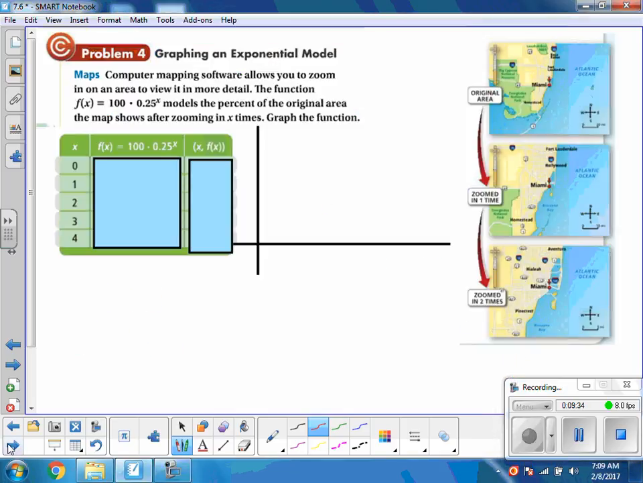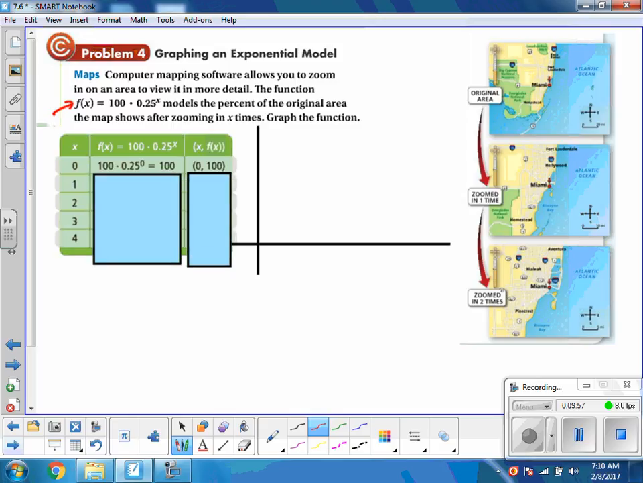Awesome. All right, one more thing to look at, graphing an exponential model. So mapping software uses a zooming function, and here's an equation that models what's happening here for the percent of the original area. So the same thing, when I plug in 0 for my exponent, 0.25 to the 0 power is 1. So that means 1 times 100 is 100. So I have a point at 0, 100.